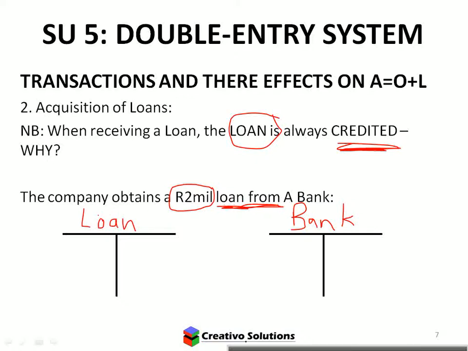So if I have a loan, what happens to the loan? Did it go up or down? Well, did I have a loan before I took it out? No. So I had zero as a loan. Do I have a loan now? Yes. If you take out a loan with the bank, you're going to have more loans with the bank. It's logical. So the loan account, you should know, is an obligation to pay, which makes it a liability, and it's going up because you're taking out a loan.